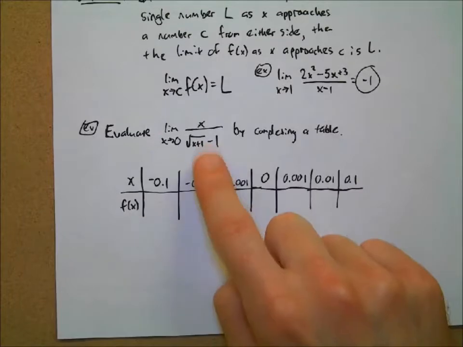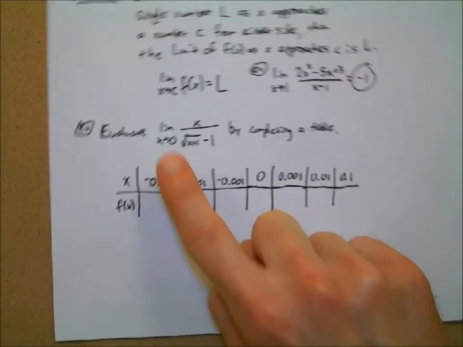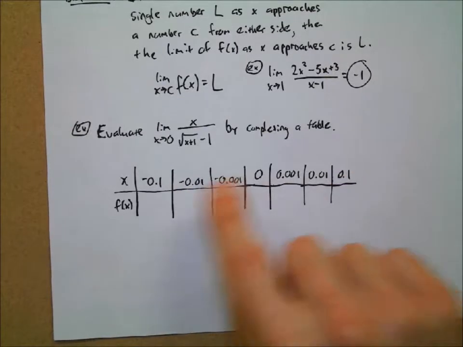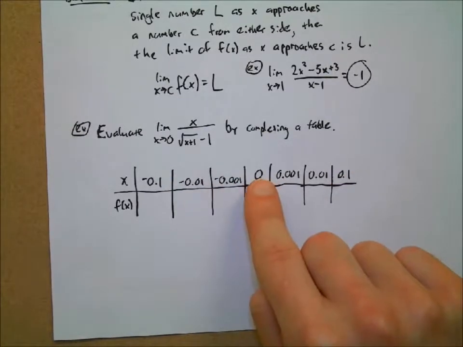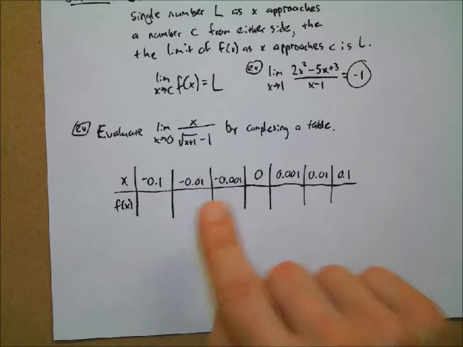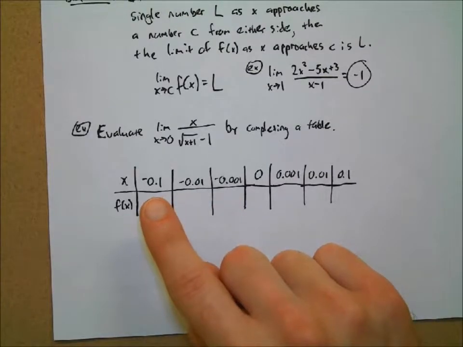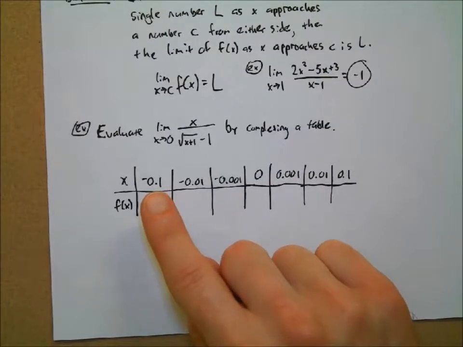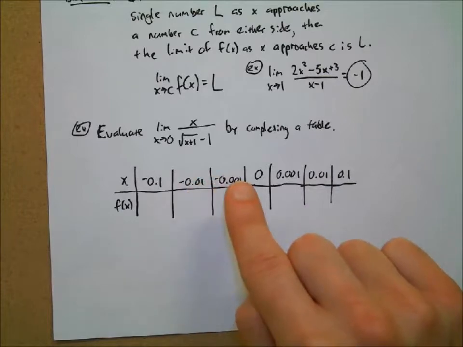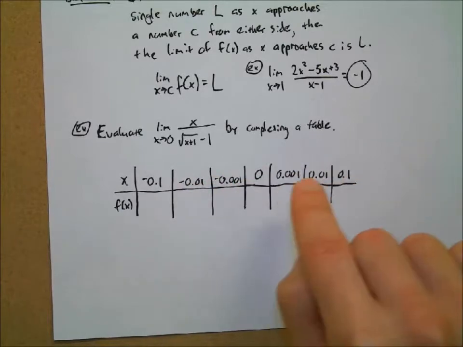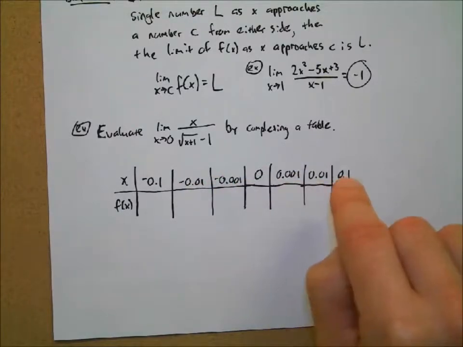Anyway, so there's our limit. Again, we're approaching 0. The idea is, we want to approach 0 both from the left and from the right. To approach 0 from the left, that means we need to use negative numbers that are close to 0. So negative 0.1, negative 0.01, negative 0.001. Then from the right, we want to approach values that are greater than 0. So a positive 0.1, 0.01, 0.001.